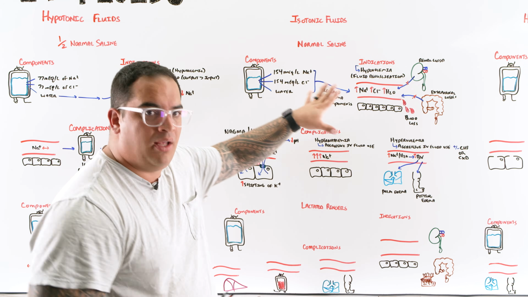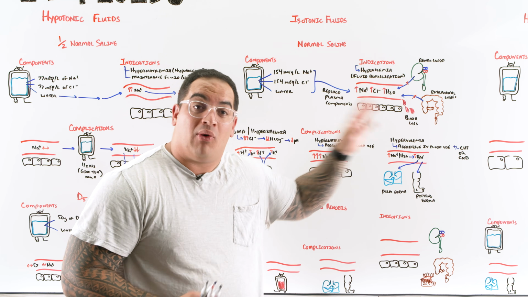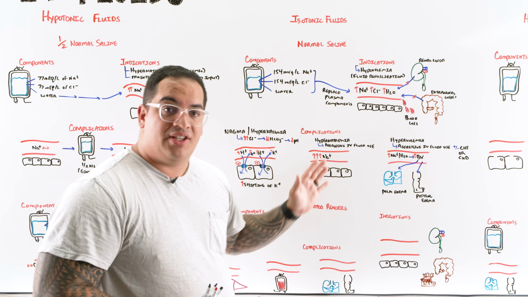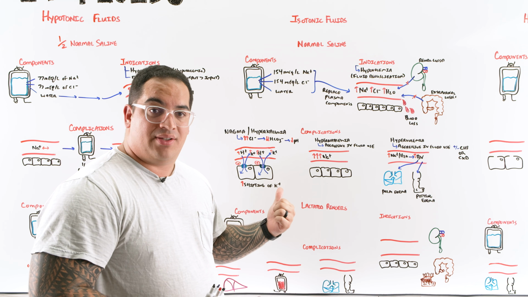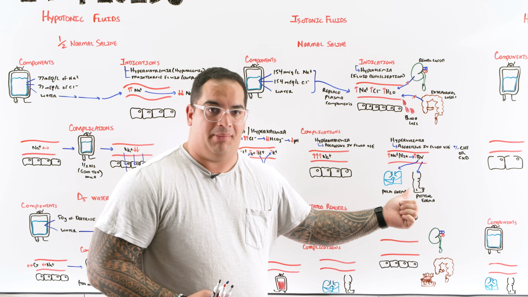So normal saline, good in fluid resuscitation, can be used in maintenance fluid, but we're primarily giving it as bolus therapy in hypovolemia. Big things to watch out for with especially a lot of usage of it is hyperchloremic metabolic acidosis, associated hyperkalemia, hypernatremia, and hypervolemia.